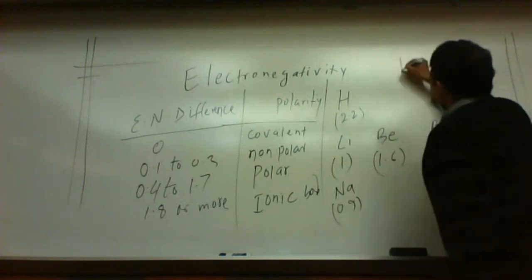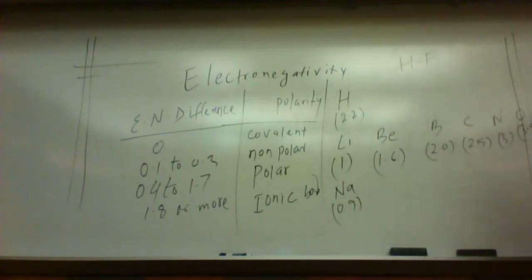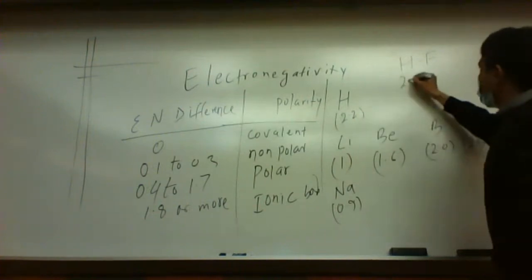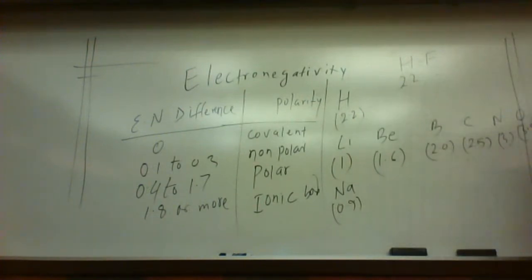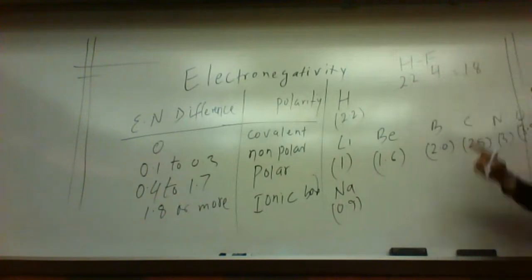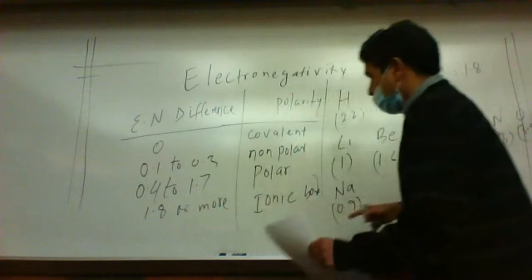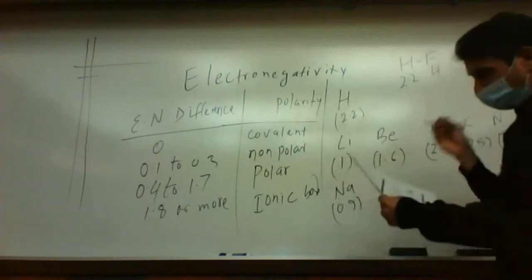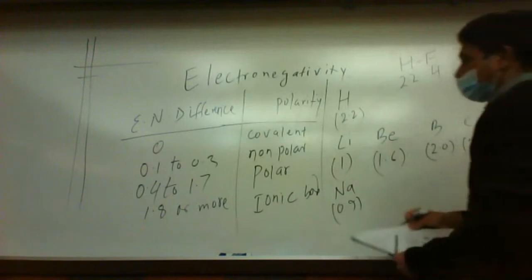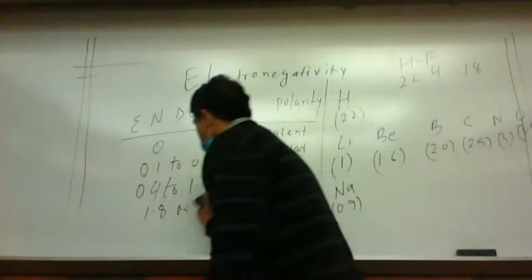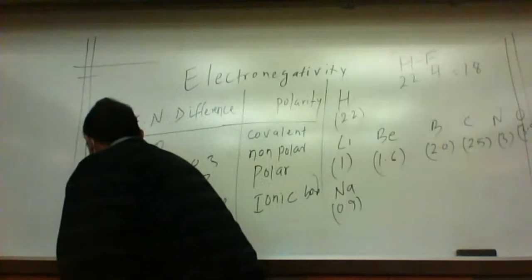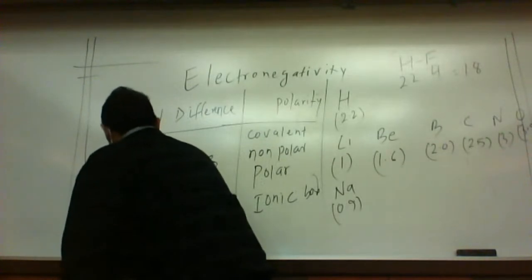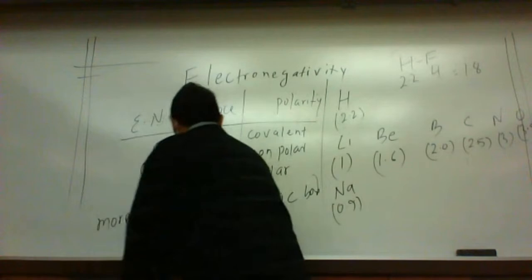Now let's talk about another one here, HF. This is a hydrogen fluoride molecule. What is the electronegativity of hydrogen? 2.2. And what is the electronegativity of fluorine? 4. So 4 minus 2.2 is 1.8. So the difference is 1.8. So it falls to, is it 1.8? It's greater than 1.8. Actually, more than, not 1.8 or more. It's more than 1.8.